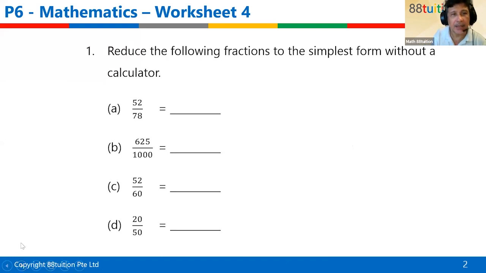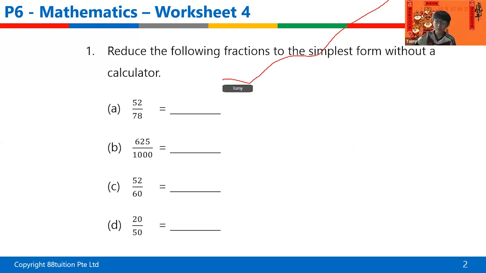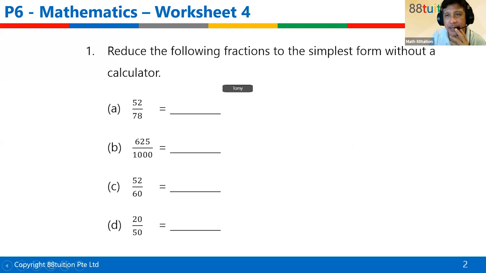Okay, where's my pen? Okay, so this is the first question. Shall we take turns? Let's say maybe we can have Tommy to start. Tommy, would you like to do A? Yes, please. Okay, so you do A. Let's take a look and see how you do it.